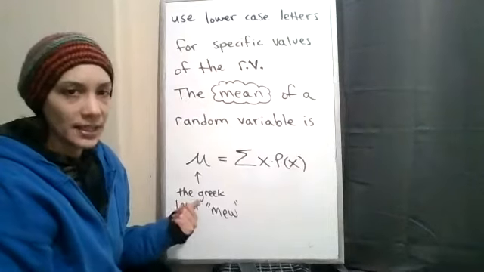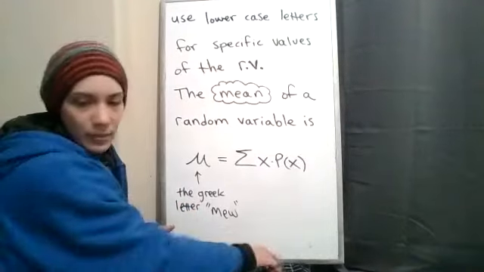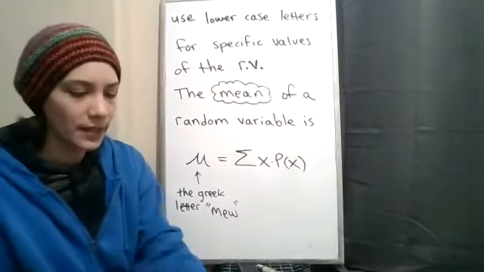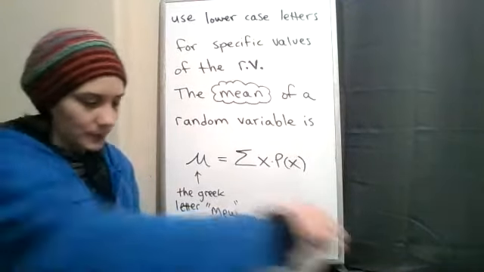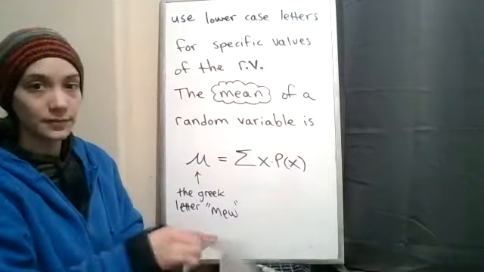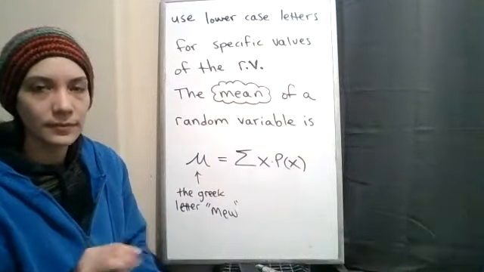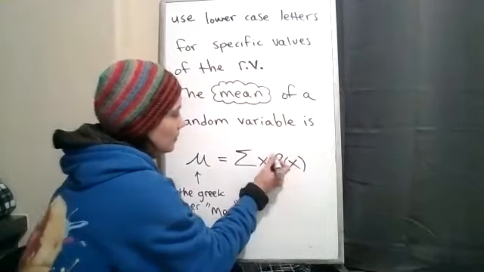Okay, so we're just practicing this today. Let's see how many examples we can do. Is there anything in between sigma x and p of x? Is that like a multiplication? Yeah. Okay.